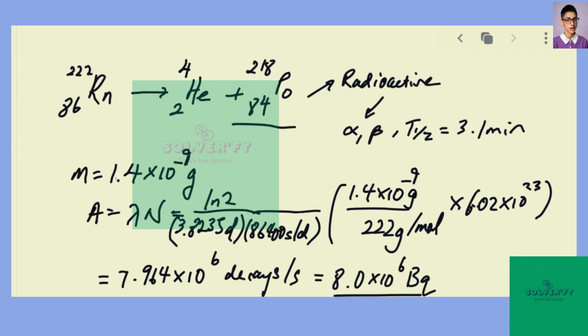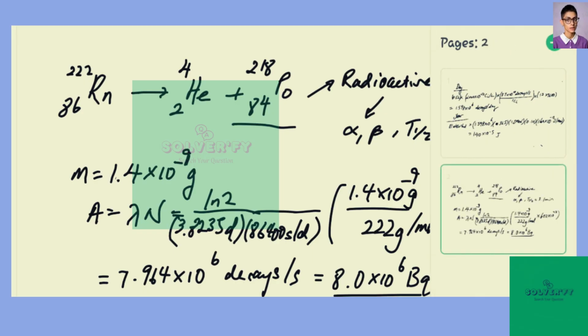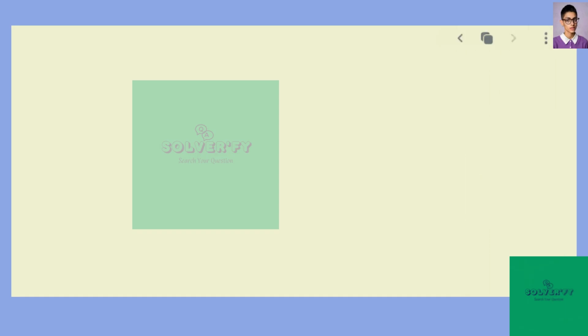Next, we want to find the activity after a month. So to find the activity after a month, you use the decay law. So this equals the initial activity multiplied by the exponential, to the power of negative lambda t.